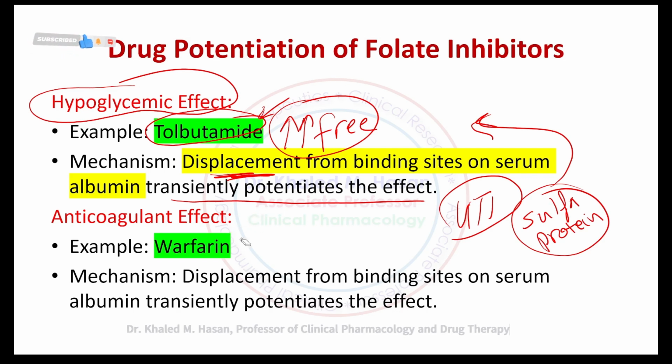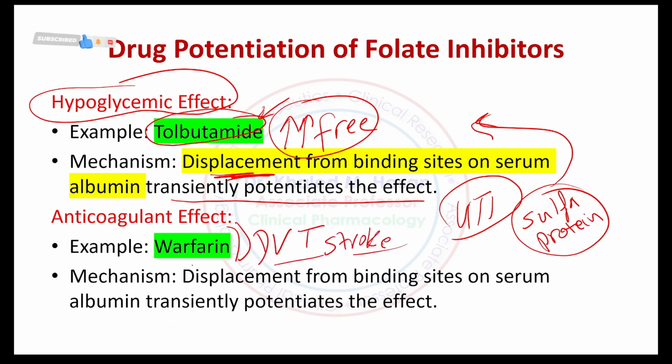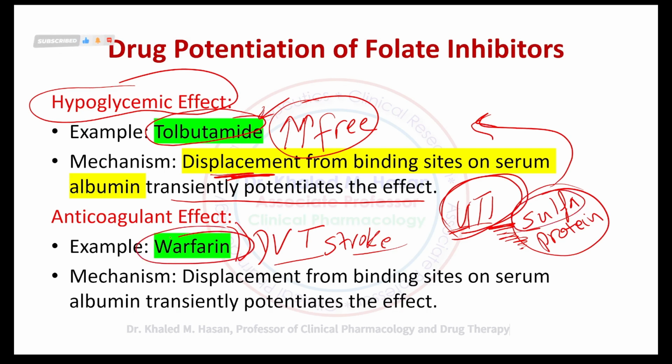On the other hand, for example, if the patient is already taking warfarin for deep vein thrombosis, stroke, or other coagulation abnormalities, and comes to the clinic suffering from a urinary tract infection, and you are about to prescribe sulfonamide, the question here is what is the interaction between sulfa drugs and warfarin? The sulfa drug will displace warfarin from the binding protein, and this will potentiate the effect of warfarin and lead to the possibility of bleeding.